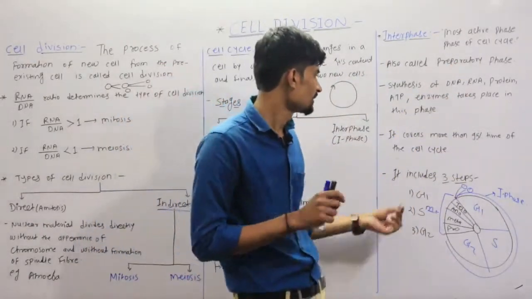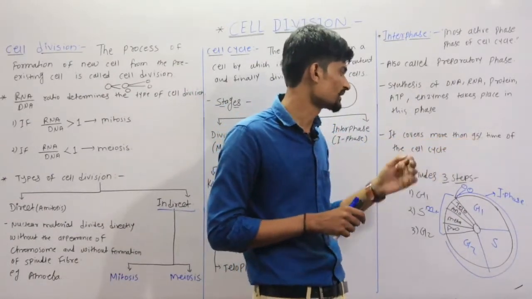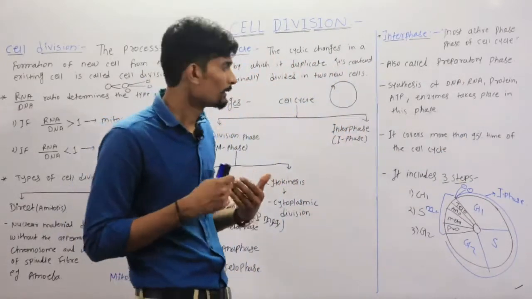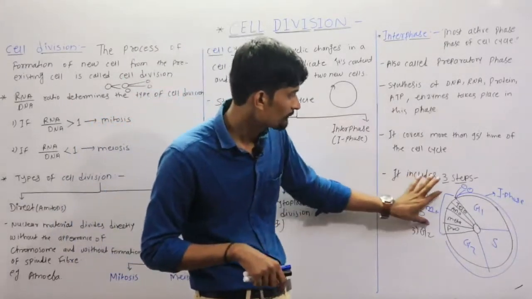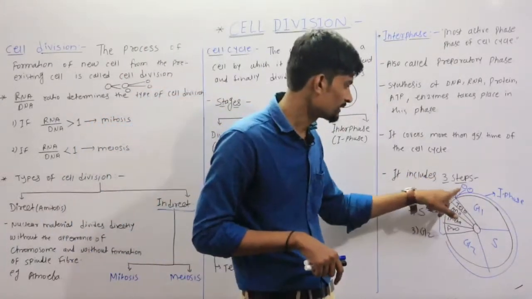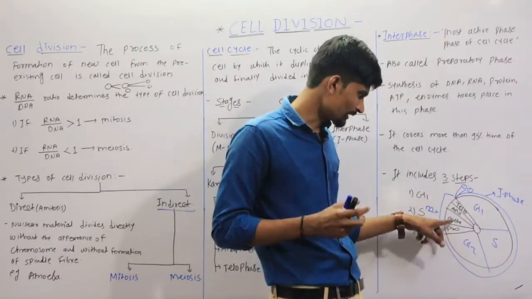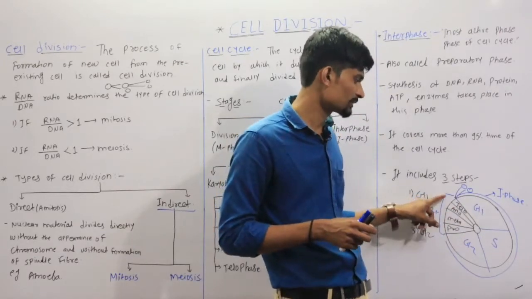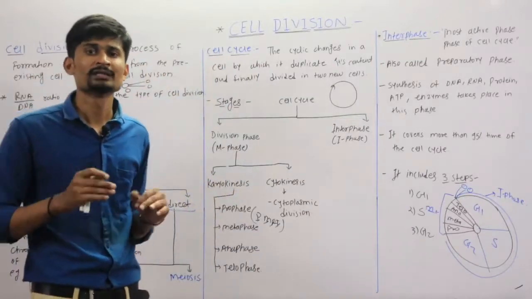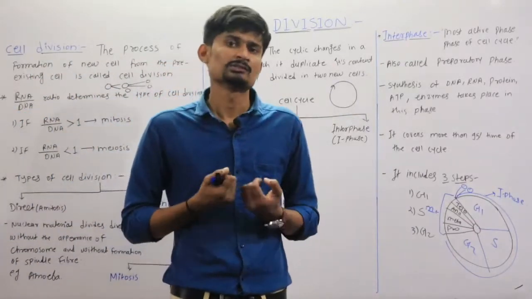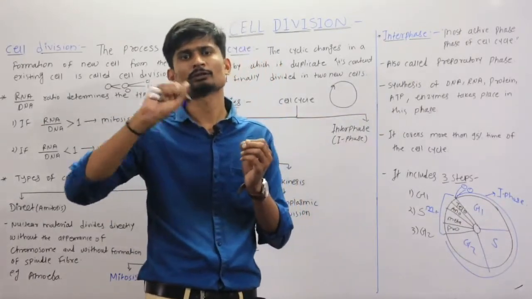Simple. Then this stage, the interphase, covers more than 95% of the time of the cell cycle. So more than 95% of the time is required for the interphase, and the M phase is a short period. That is why in this diagram we are representing the interphase as the larger portion and the M phase, the division phase, as the smaller portion. So almost 95% of the time is required for the preparation of the cell for cell division, and the remaining 5% of the time is only required for the division of the chromosomes.